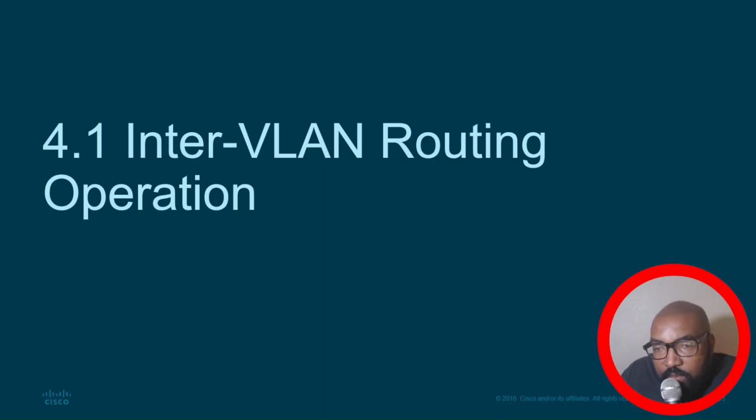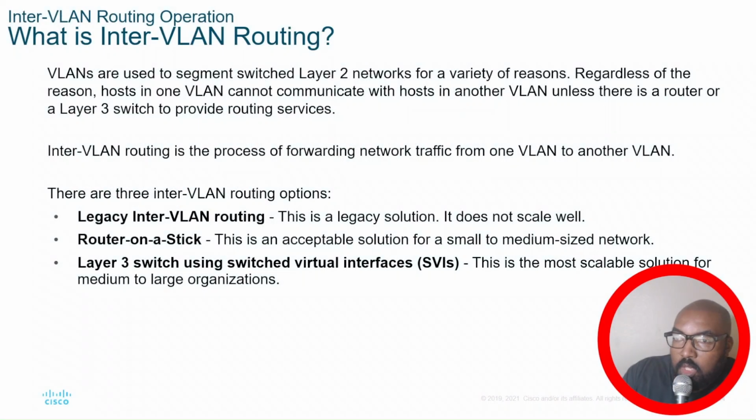Inter-VLAN routing operations. VLANs are used to segment switched layer 2 networks for a variety of reasons. Regardless of the reasons, hosts in one VLAN cannot communicate with hosts on another VLAN. They just cannot talk to each other, unless there is a router or a layer 3 switch providing routing services, like the multi-layer switch in the video we just saw. Inter-VLAN routing is the process of forwarding network traffic from one VLAN to other VLANs.